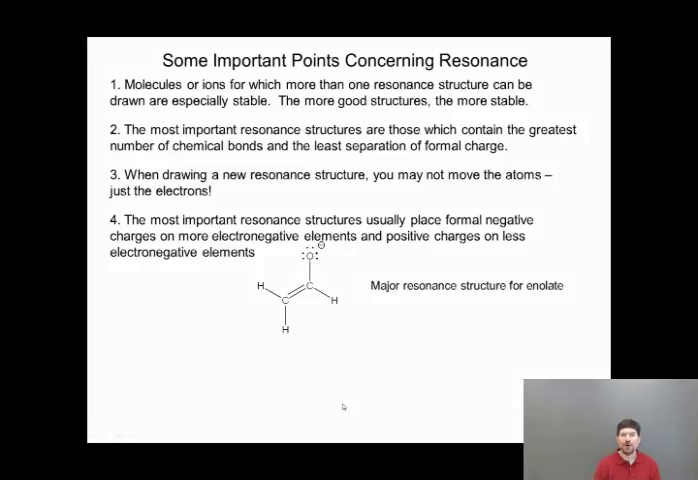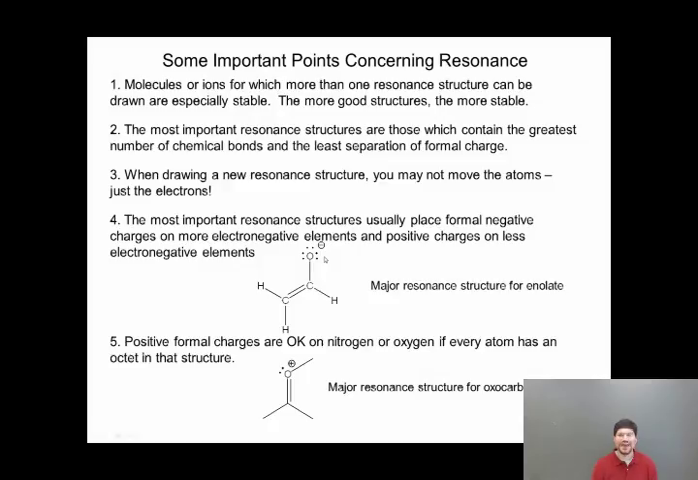Fourthly, the most important resonance structures usually place formal negative charges on the more electronegative elements and positive charges on the less electronegative elements. So for example, for the enolate ion, the major or most important resonance structure is actually the one with the negative charge on oxygen rather than with the negative charge on carbon.